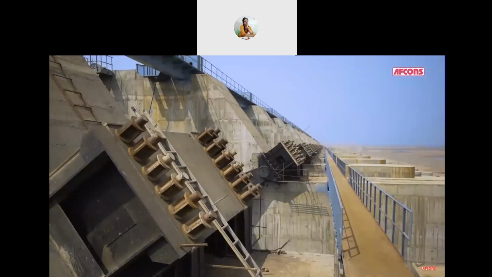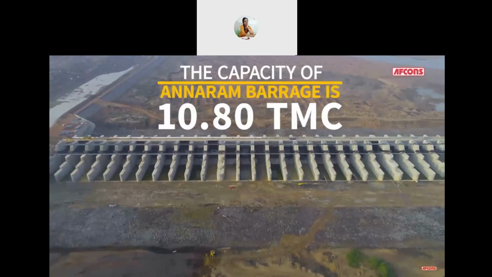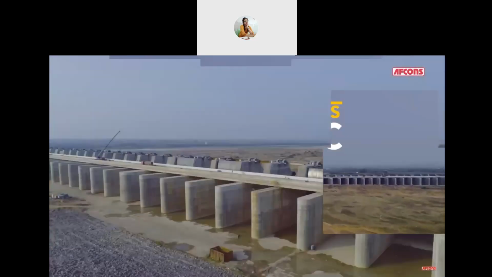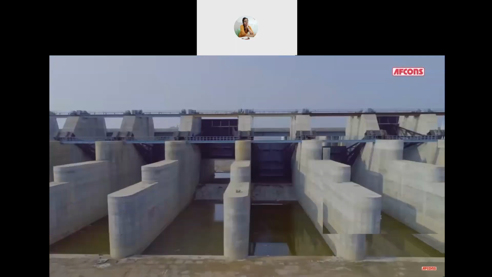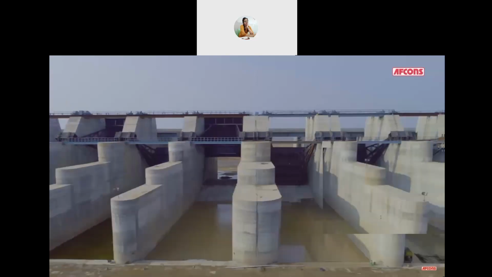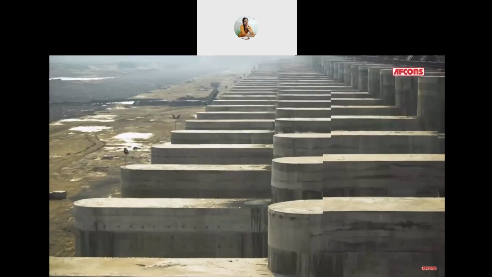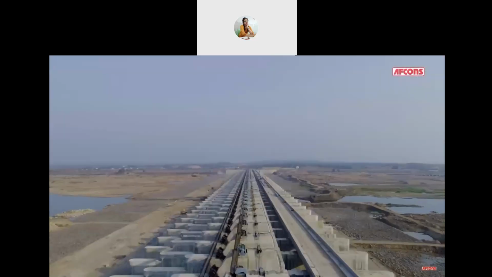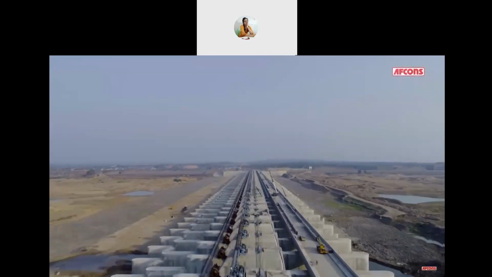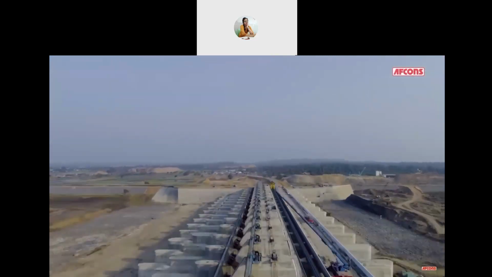The Annaram barrage is testament to what can be achieved when AFCONS sets sights to the sky. The total capacity of Annaram barrage is 10.87 TMC. It is 1,270 meters long, with 66 radial gates, each 15 meters tall. There are 72 piers, each 100 meters long, 4 meters wide, and 24 meters high. A road bridge with a carriageway of 7.5 meters runs on top of the piers and connects the two ends of the riverbank.